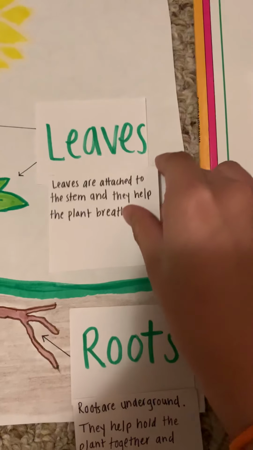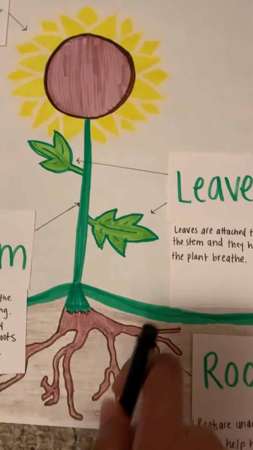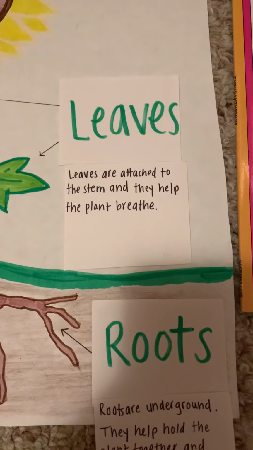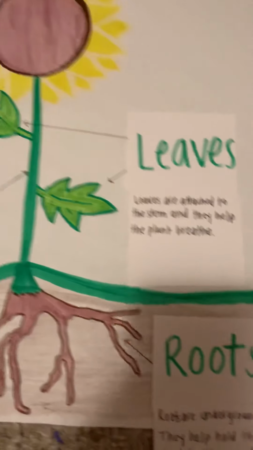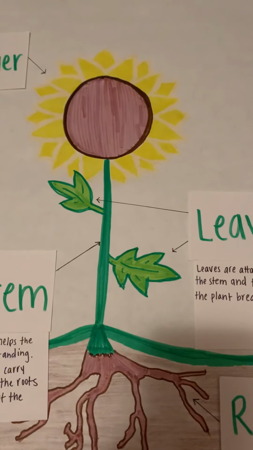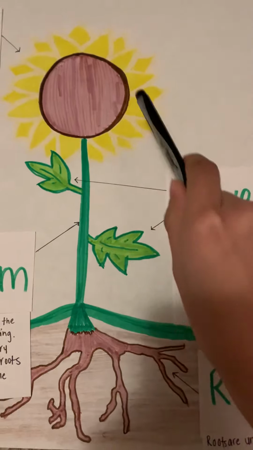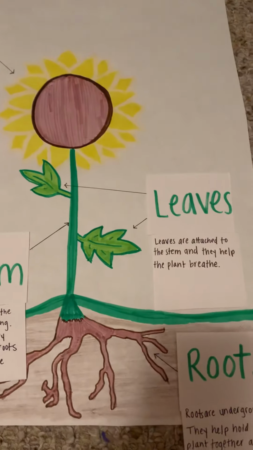The next part of a flower is called the leaf. Leaves are these light green parts, and leaves are attached to the stem and they help the plant breathe. There's a type of air that goes into these leaves that helps the plant breathe and survive.